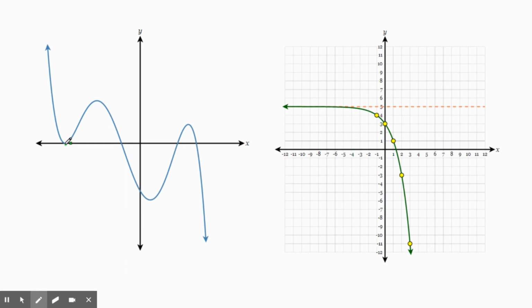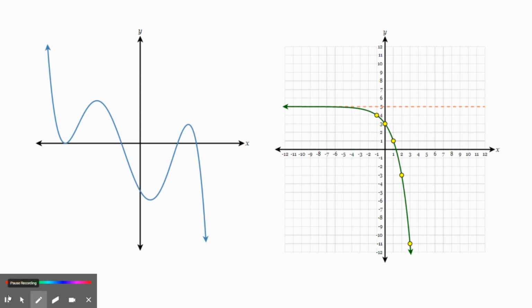The graph on the left has 1, 2, 3, 4 x-intercepts with one y-intercept right here. The exponential function has one x-intercept here, and then at 0, 3, that would be the y-intercept.